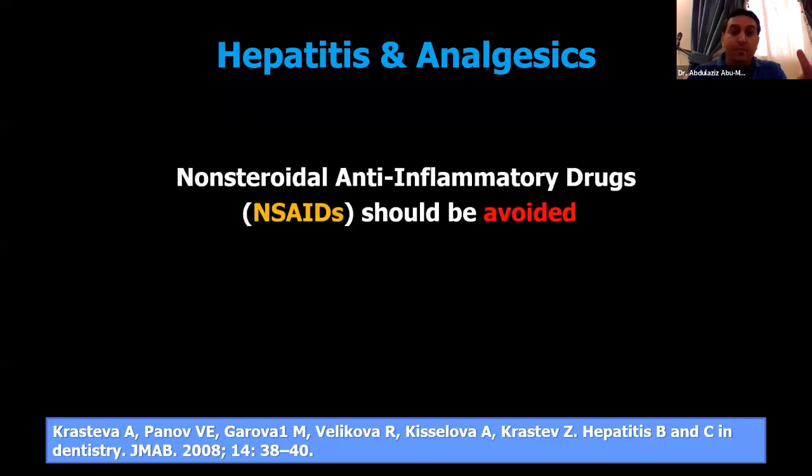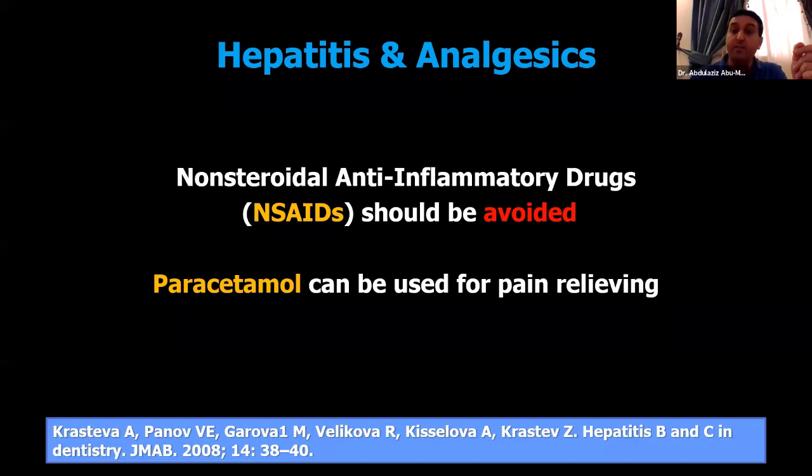So for the analgesics, NSAIDs should be avoided. Now, paracetamol is completely metabolized by the liver, and that's why it doesn't produce toxins. So we can use paracetamol in those patients with a broader spacing of timing. You cannot say, okay, after 3 hours, you use it again. No, let's say every 4 to 6 hours. But this is the safest analgesic to be used with these patients.